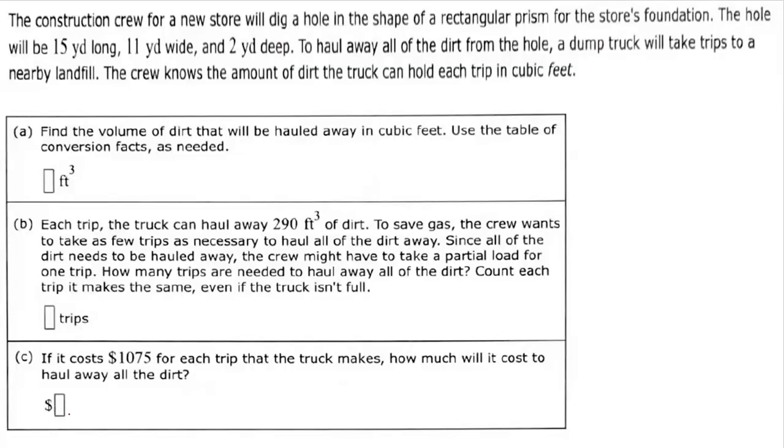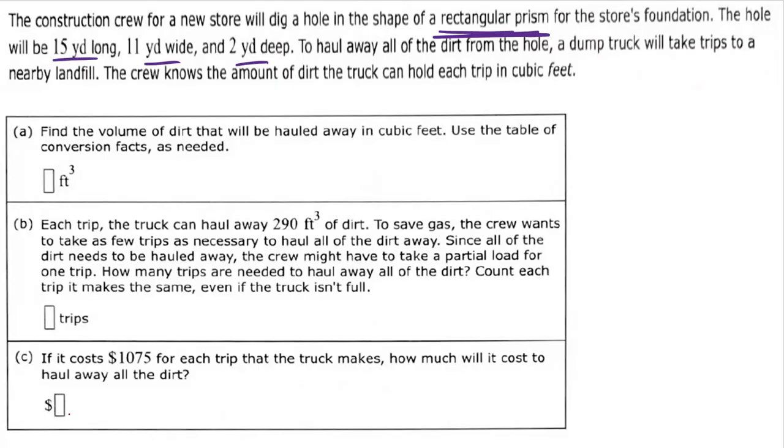Okay, so let's do this. We need to find the volume first. To find the volume, it's a rectangular prism, so that's just length times width times height, right? So we just multiply these three together.